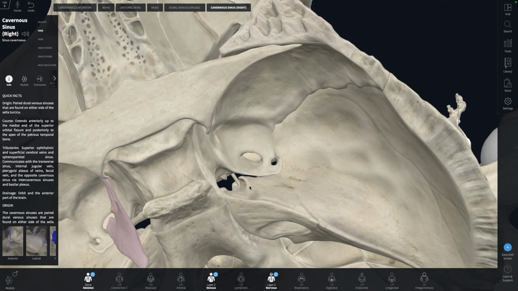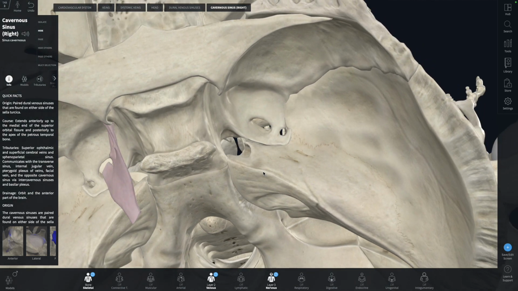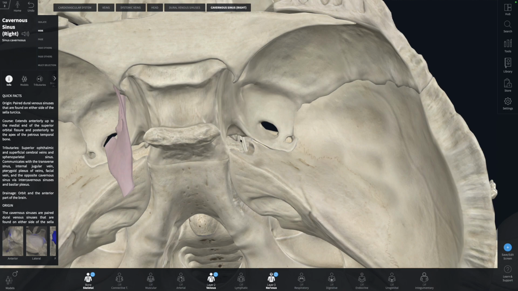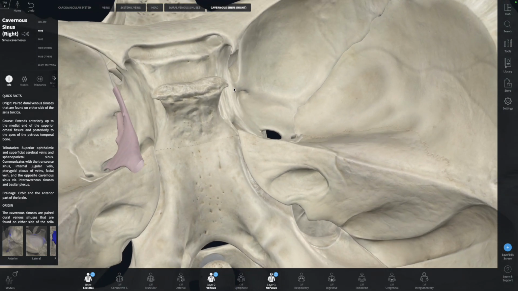So the internal carotid artery comes out of the carotid canal, and then it passes through foramen lacerum up this groove here to form the circle of Willis, which supplies the brain, as well as give off the ophthalmic artery, which passes into the optic canal.